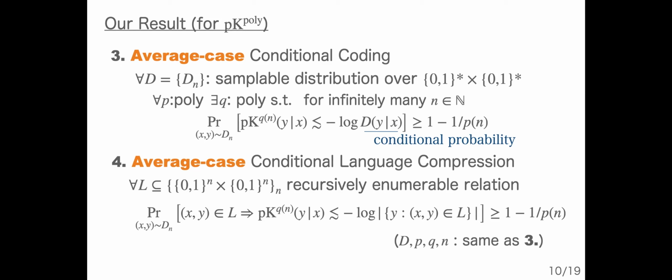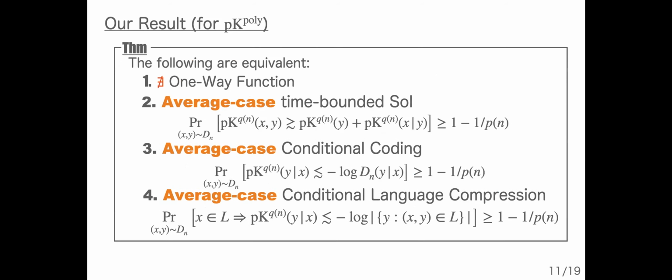In addition to symmetry of information, in this work, we discuss several related notions. For instance, the conditional coding theorem, which is a coding theorem with a conditional probability instead of the standard probability. And actually, we showed that these various notions are all equivalent on average under samplable joint distributions, and each of them characterizes the existence of one-way functions for PK poly.